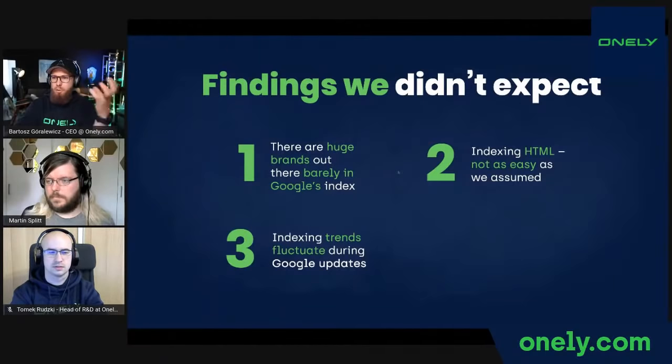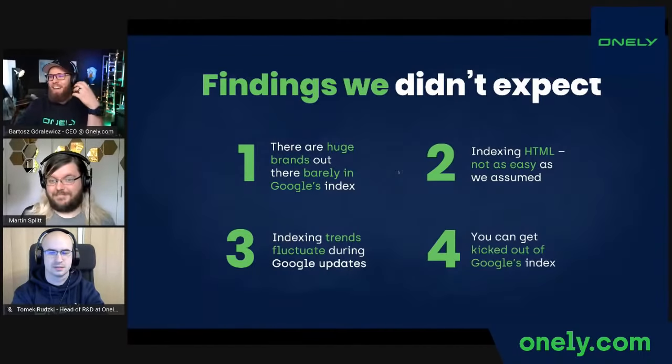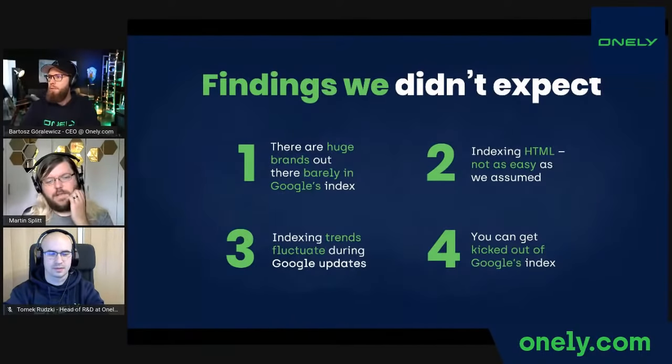Some of the indexing trends fluctuate during Google updates. I'm 100% sure that Martin is not going to tell us anything about this part. And you can get kicked out of Google's index, something that Gary recently mentioned. So with this in mind, what's the deal with all the indexing issues? Can you elaborate on that a little bit more, Martin?